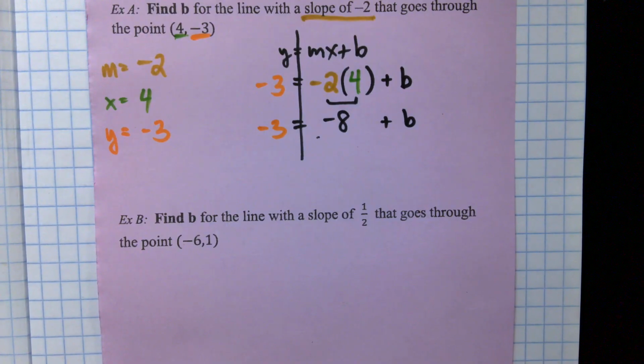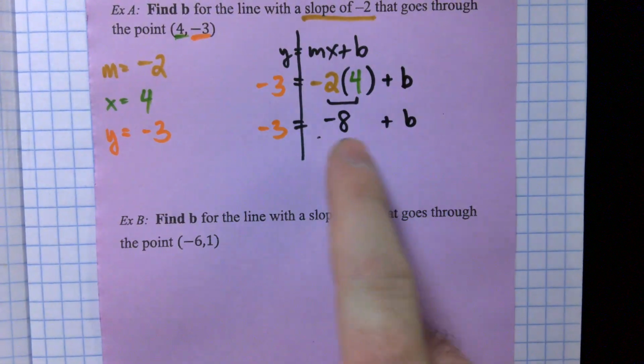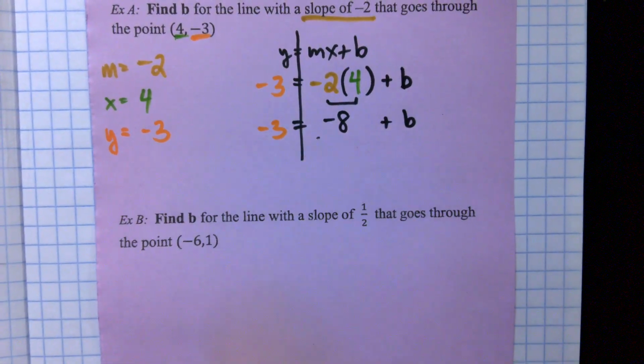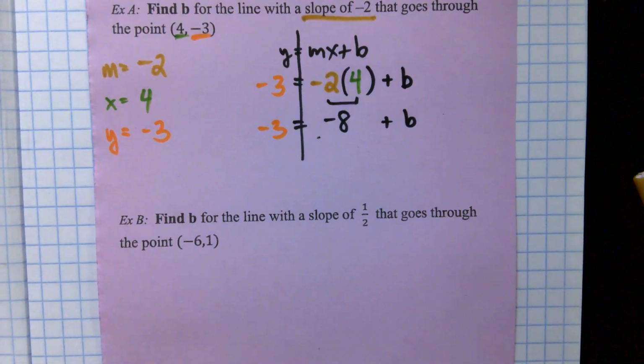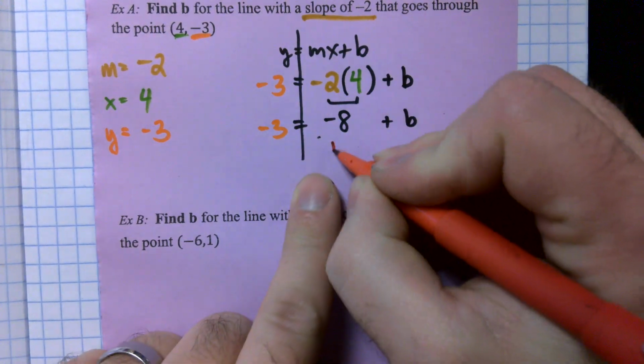Now, let's see once again how much you remember. Like Vanessa said, I want to get B all by itself, which means I've got to get rid of this negative 8. What can I do on both sides to get rid of a negative 8? Add 8, because the opposite of minus 8 is plus 8.